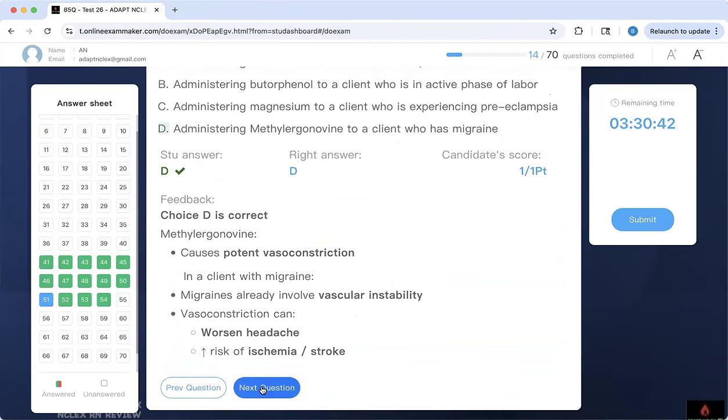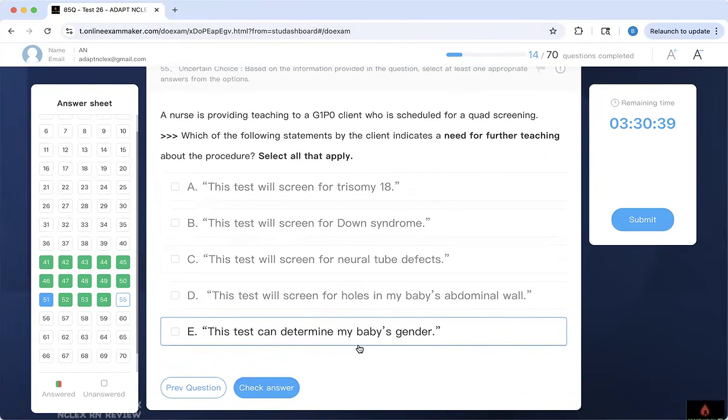Pharmacology, maternity. Which of the following statements by the client indicates the need for further teaching about the procedure? Select all that apply. The nurse is providing teaching to a G1P0 client who is scheduled for what? Quadruple screening. Which one needs further teaching?